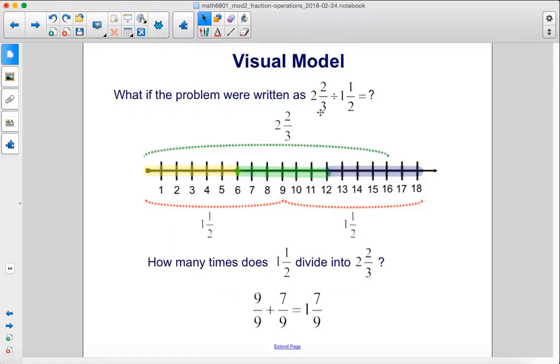What if the problem were written as 2 2/3 divided by 1½? Well, first we map out 2 2/3, which we still are using the lowest common denominator of 6, so we have 1 section of 6, 2 sections of 6, and then 4 out of 6 here at the end. Then on the bottom we write 1½. How many times does 1½ divide into 2 2/3? So we have 1½ here taking up 9 portions, 9 out of 9. Then we draw it again, but we see that we stop here at the 16 mark, which means that we have 7 out of 9 in this portion. Therefore, you have 9 out of 9 plus 7 out of 9 gives you 1 and 7/9.